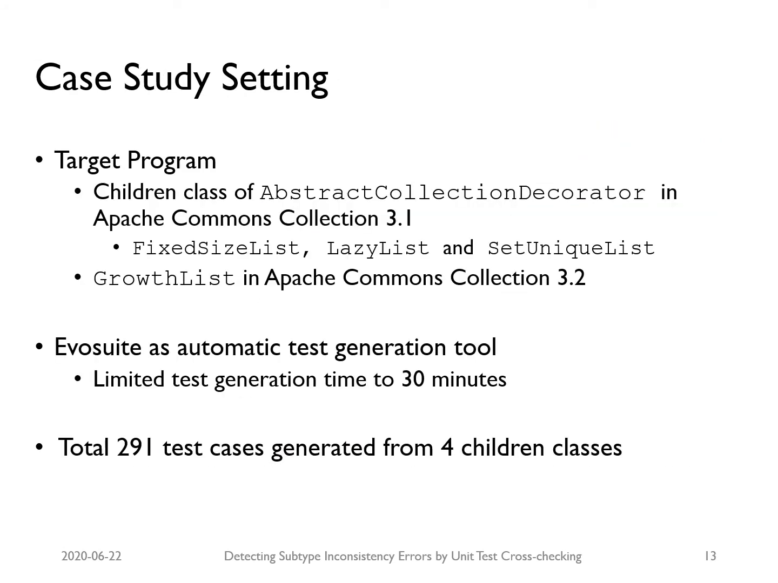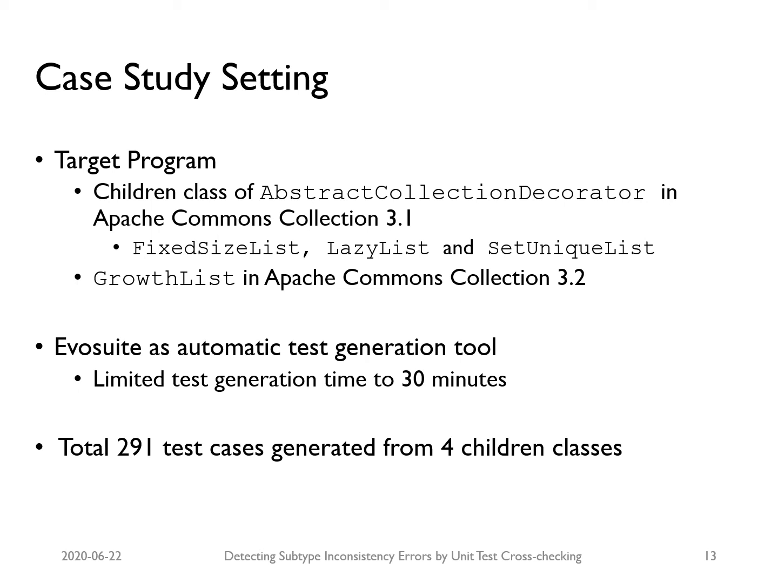To verify the suggested technique, we conducted a case study on an open source project, Apache Commons Collections 3.1. The target program was the children classes of Abstract Collection Decorator, which are fixed size list, lazy list, and set unique list. We also added the growth list, which was added in Apache Commons Collections 3.2.